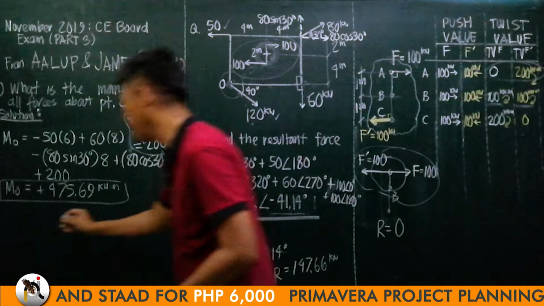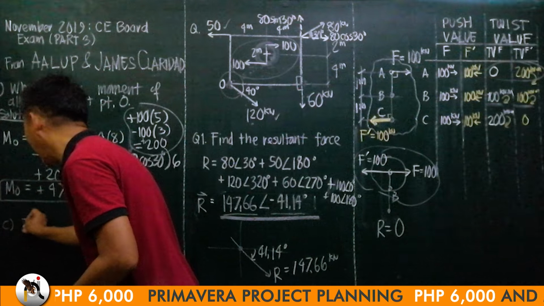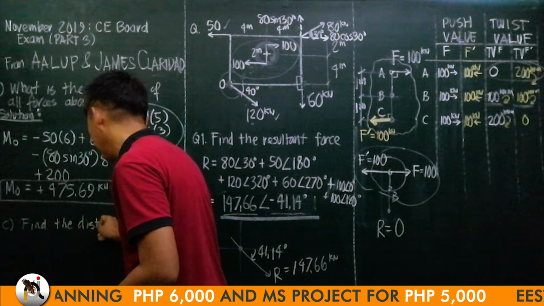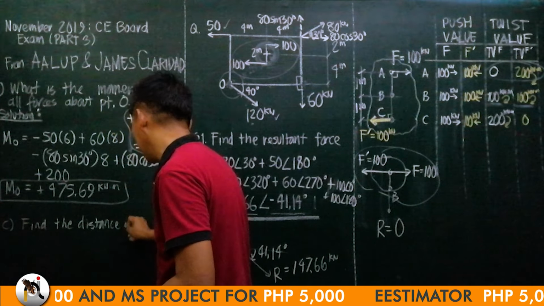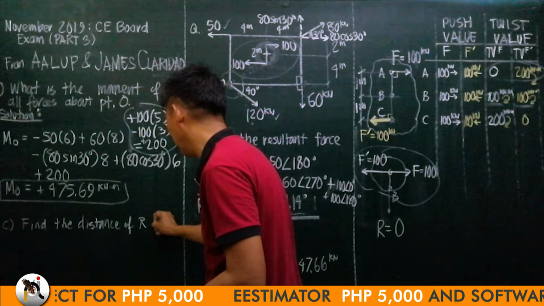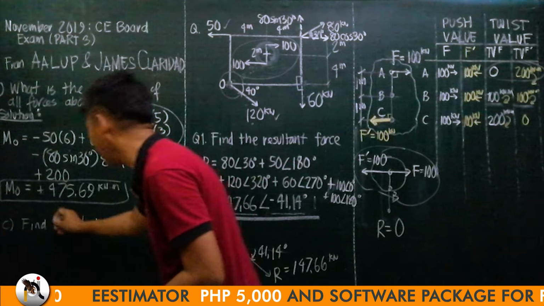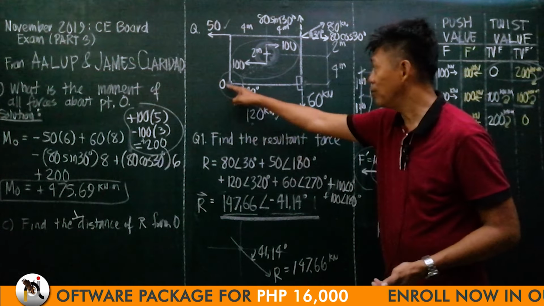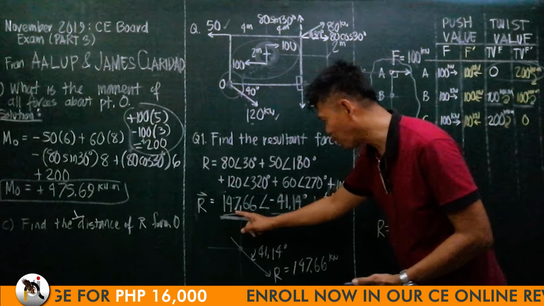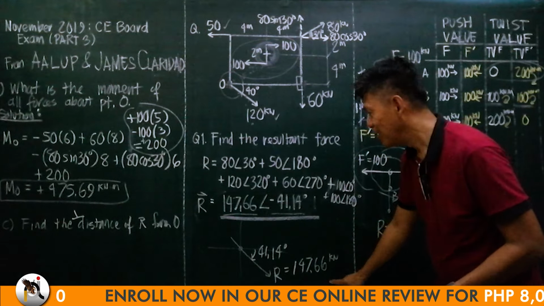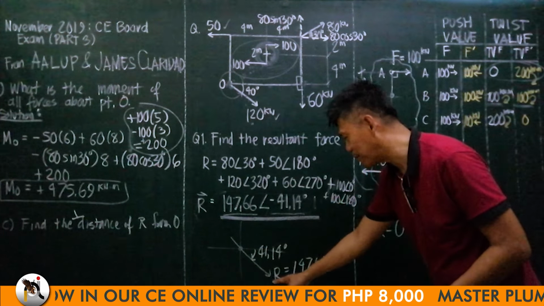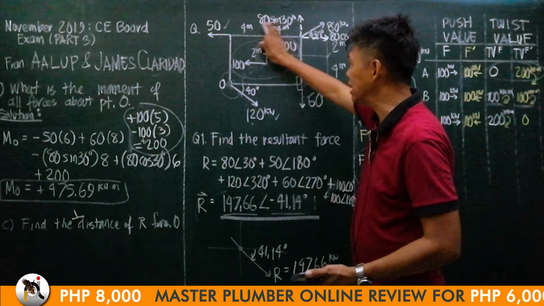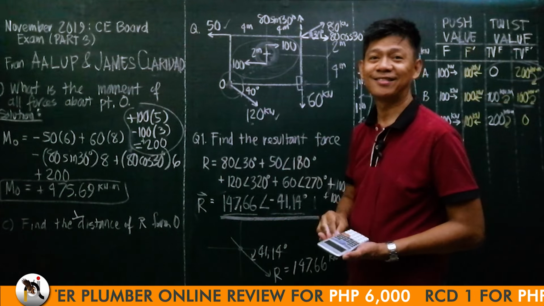Now, sir, please explain further. Let us say I have another problem here. Find the distance of the resultant from O, or find the perpendicular distance of this R from point O. Yes, we know that it is 147.66. Yes, we know it is at an angle of 41.14 degrees clockwise from the horizontal. But where is it acting on this plate?